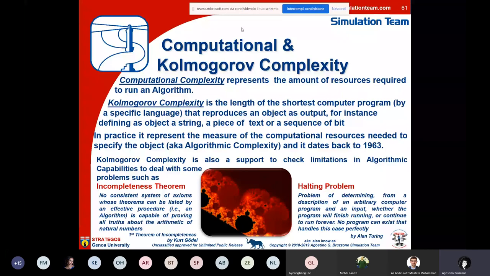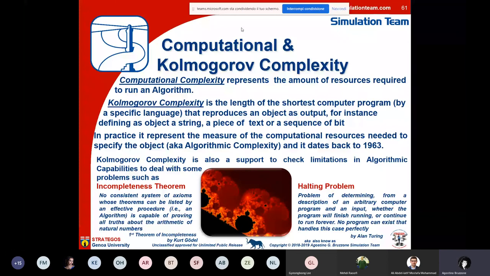So as you can imagine, these require some complexity in terms of computation. But there is even Kolmogorov complexity, that is the dimension of the shortest computer program that reproduces an object as output, okay? So if I need to define a string or a piece of a text or a sequence or a 3D model, if I measure how long is the shortest program based on a language, I can choose Python, C Sharp, C++, whatever. This gives me an idea of this kind of complexity.